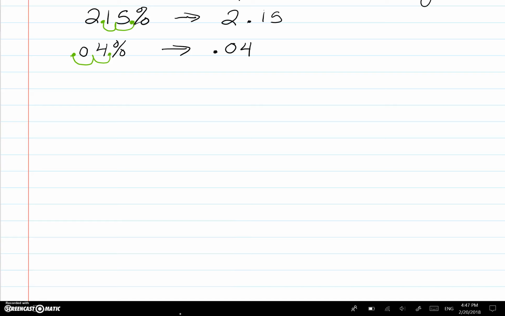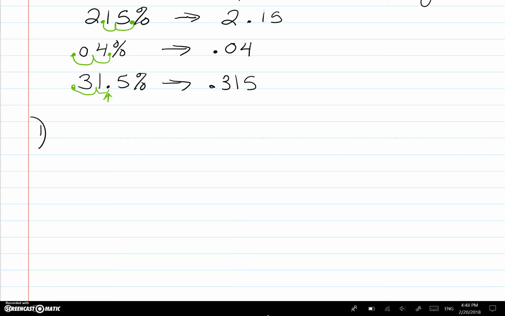Let's do one more. Sometimes we can even have decimals in the percent. So if I have 31.5%, where's my decimal? Exactly, it's right here. And this just moves 2 places, 1, 2. So this becomes 0.315. So how about I put some problems down here for you to try on your own.